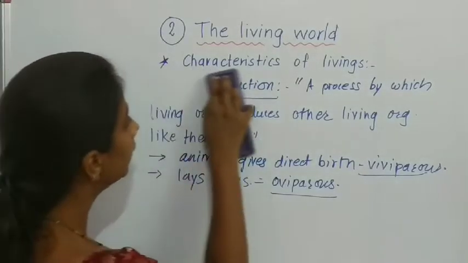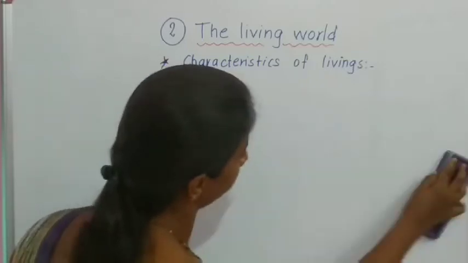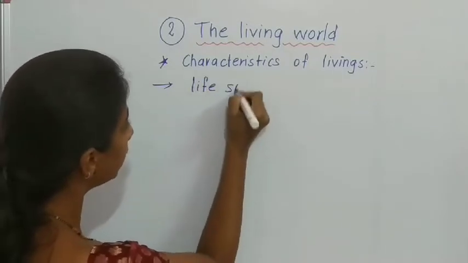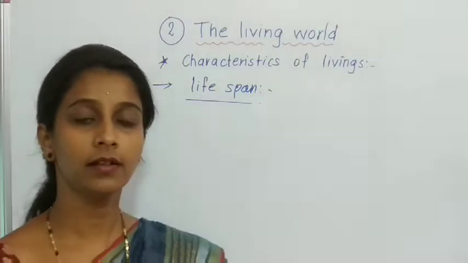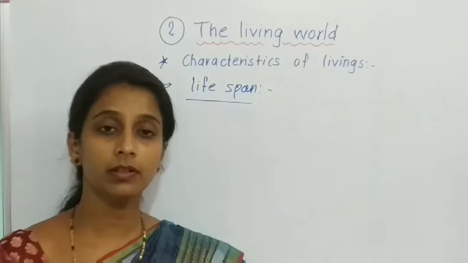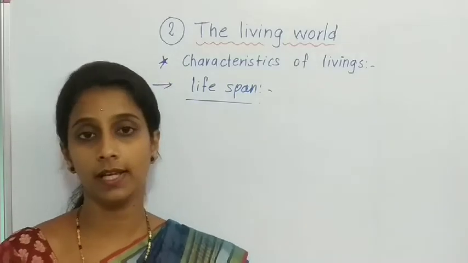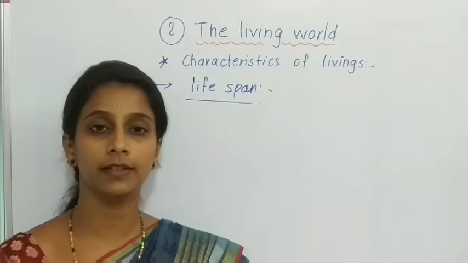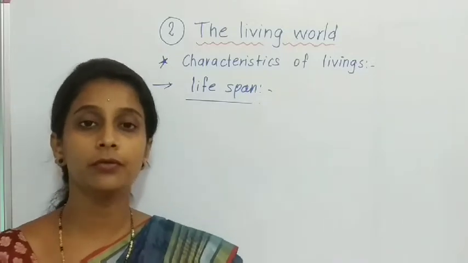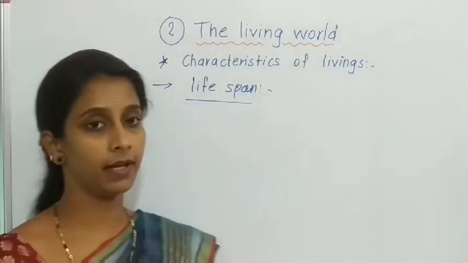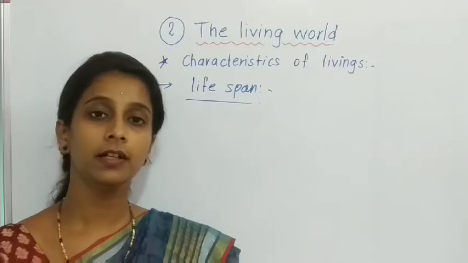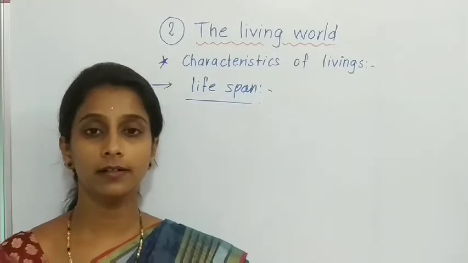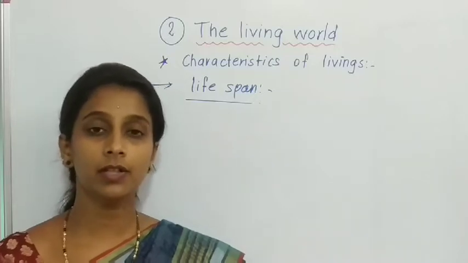Come to the next characteristic, that is lifespan. So the next characteristic of living organisms is lifespan. Students, we know that in the process we have seen, animals give birth to their child. So every living organism completes its life cycle from birth to the end, within a specific duration of time. And such a duration is called a lifespan. Different living organisms have different lifespans. Means a human has a lifespan of 60 to 100 or 70 to 100 years, whereas dogs have a lifespan of 12 to 18 years.